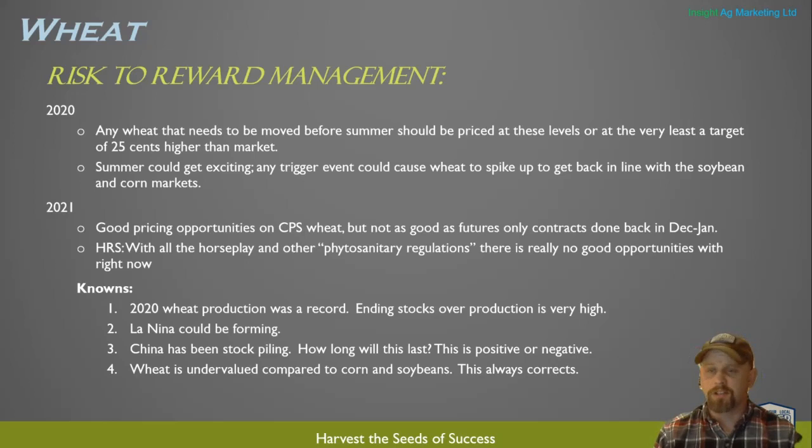Ending stocks are extremely high, so that's a known. That is a negative on wheat. La Nina is forming. If that's true, and it does what it did previously, that's very positive for wheat, right? China has been stockpiling. How long is this going to last? This could be positive or negative.